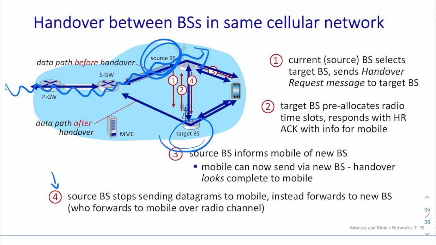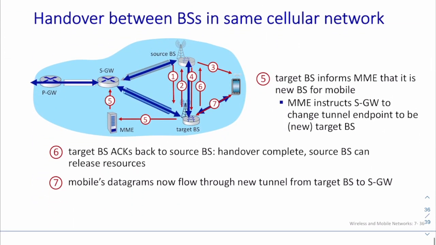Okay, and then step number 5. The target BS informs the MME and HSS that you are under the new BS. So the MME will instruct the S gateway. Originally, we have 2 tunnels right here, the blue ones. But after the S gateway is informed by the MME, the S gateway will establish a new tunnel from the S gateway to the new target BS.